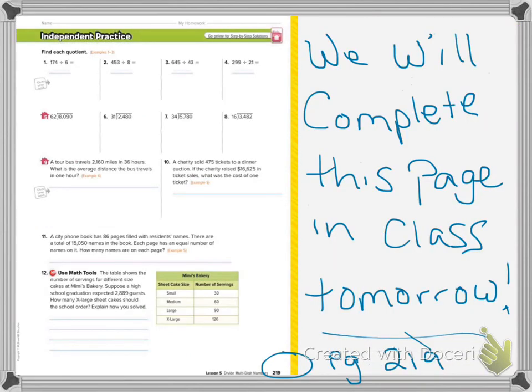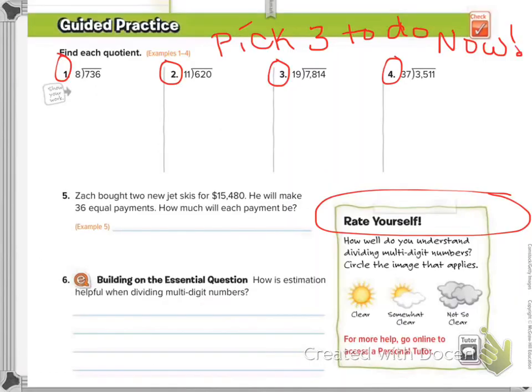Page 219 is going to be our homework that we're going to do in class tomorrow. Look it over. If you have any questions, be sure to bring them and we can go over them. But you do not have to do this today. This is what we will do in class tomorrow. Right now, I'm going to change this. I want you to pick 2 out of these 4 problems to do right now. And then we are going to check them in class tomorrow. And then if you have any questions, you can ask me them then.